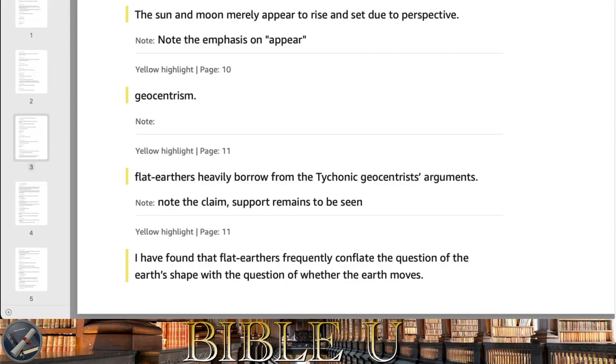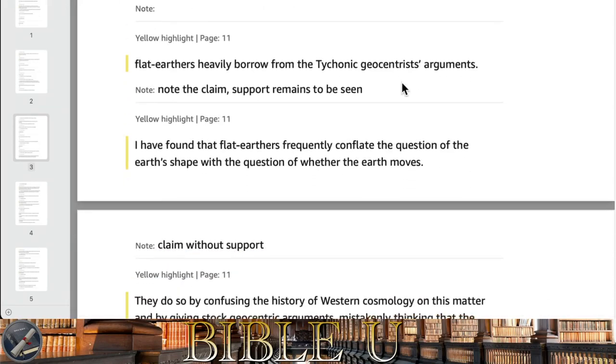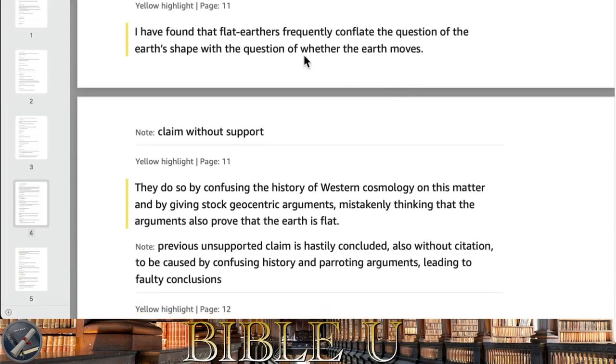I'm not going to spend a lot of time on that because this is supposed to be about flat earthers, not just geocentrists. And he says flat earthers don't have much in common with the Tychonic geocentrists, but flat earthers heavily borrow from the Tychonic geocentrist arguments. There's no support for this claim that I could find. It's just an assertion. Okay, and then he goes on to say that he's found that flat earthers frequently conflate the question of the Earth's shape with the question of whether the Earth moves. I'm not sure flat earthers are the ones doing this.